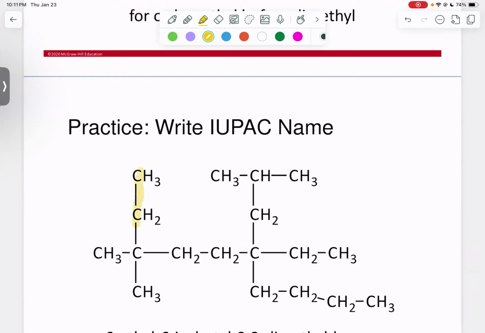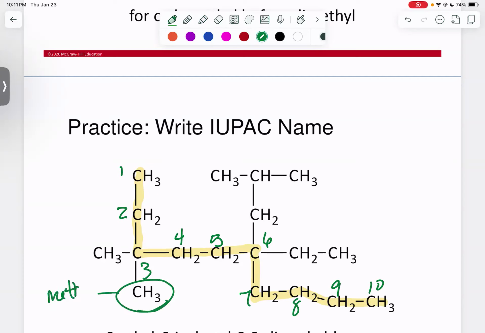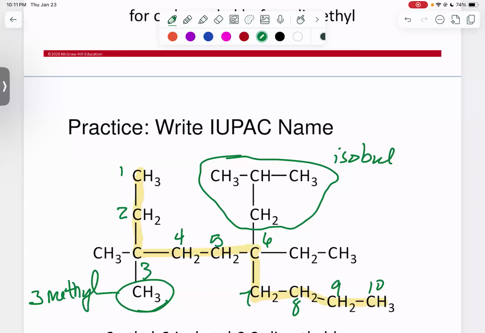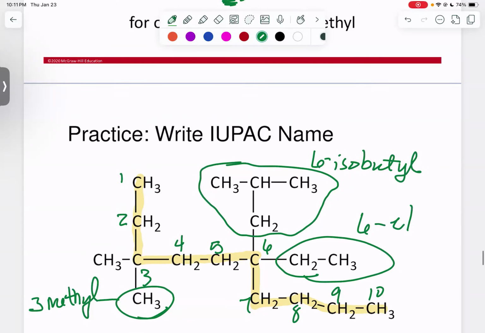Okay, so here you should have found your parent, and yeah, looks like that. Okay, so now I'm going to number it to give my substituents the lowest number possible. 3, 4, 5, 6, 7, 8, 9, 10. All right, and then I've got a methyl group at 3. Here, this is an isobutyl, butyl, and that's coming off of carbon number 6. And then also coming off of carbon number 6, I have an ethyl group.